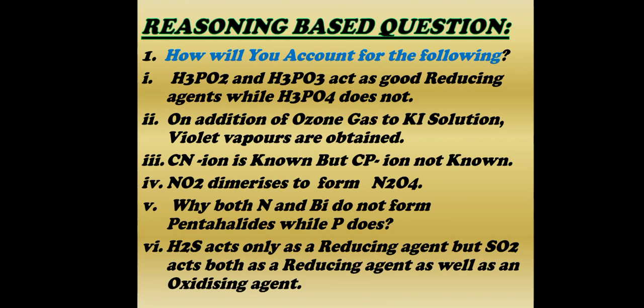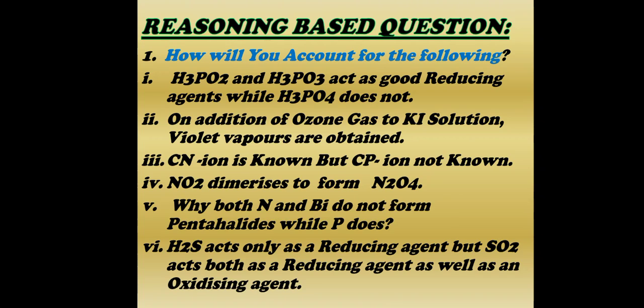Say for example, the fifth one: why do both nitrogen and bismuth not form pentahalides while phosphorus does? Due to the inert pair effect, bismuth has the lower oxidation state more stable. But in the case of nitrogen, there is no d orbital, so due to non-availability of d orbitals, it cannot expand its valency up to 5.